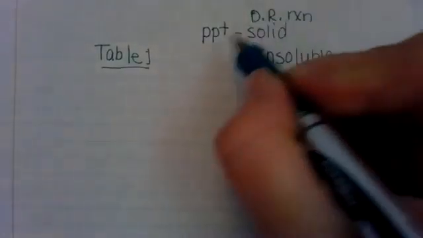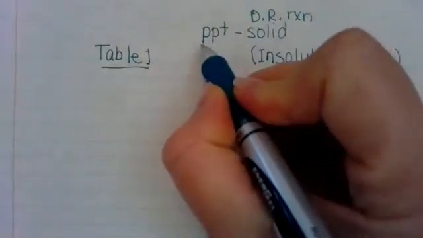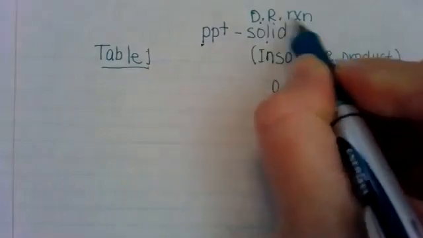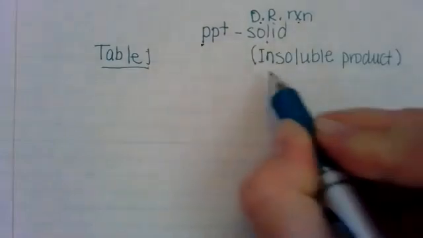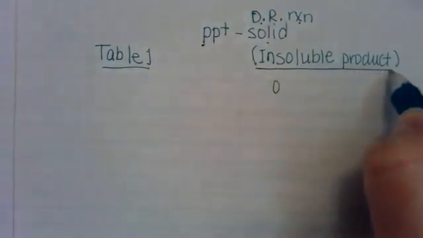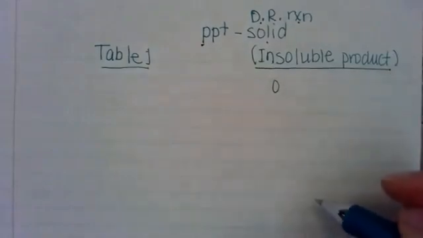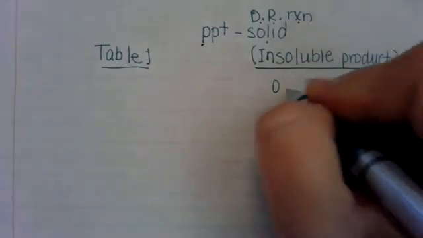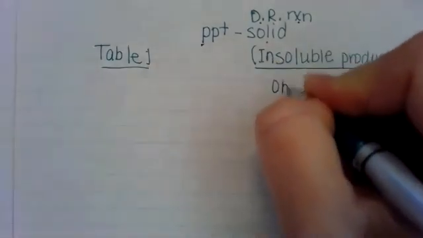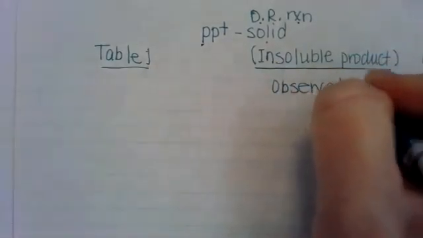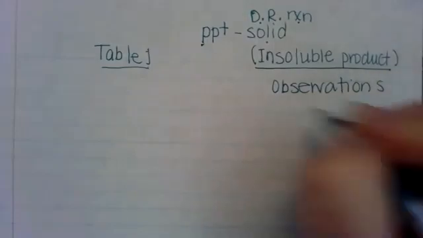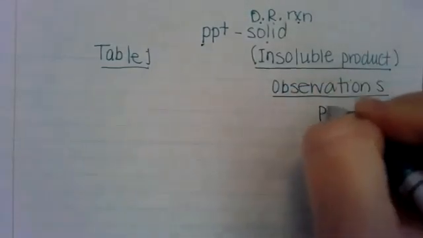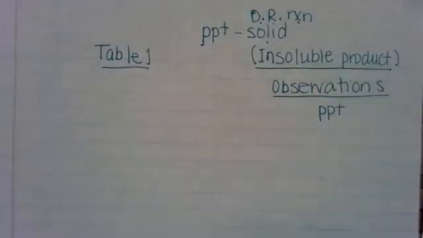All right, so going through again, PPT is shorthand for precipitation, which means a solid forming from a double replacement reaction. If you're using your solubility chart, you would see the letter I for one of your products for the reactions that occur. So we're visually going to see the reactions occurring right now. In your observations on table 1, I'm just going to let you know that if a reaction occurs, you write the word PPT.